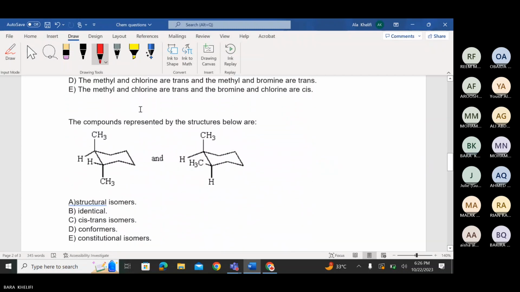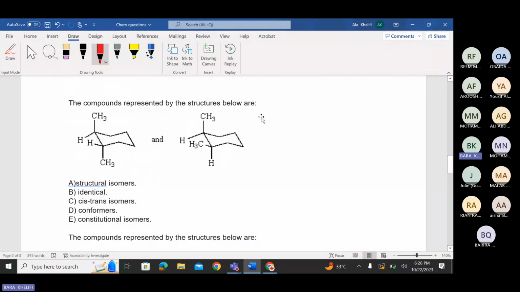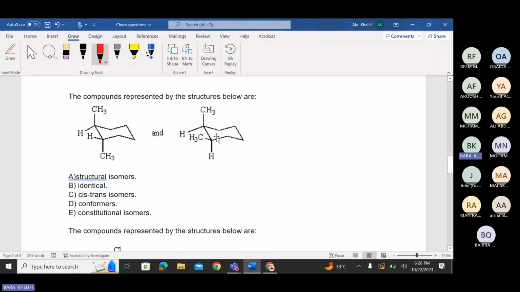All right. Moving on. So the compounds represented by the structures below are what? So this compound and this compound, what are they?